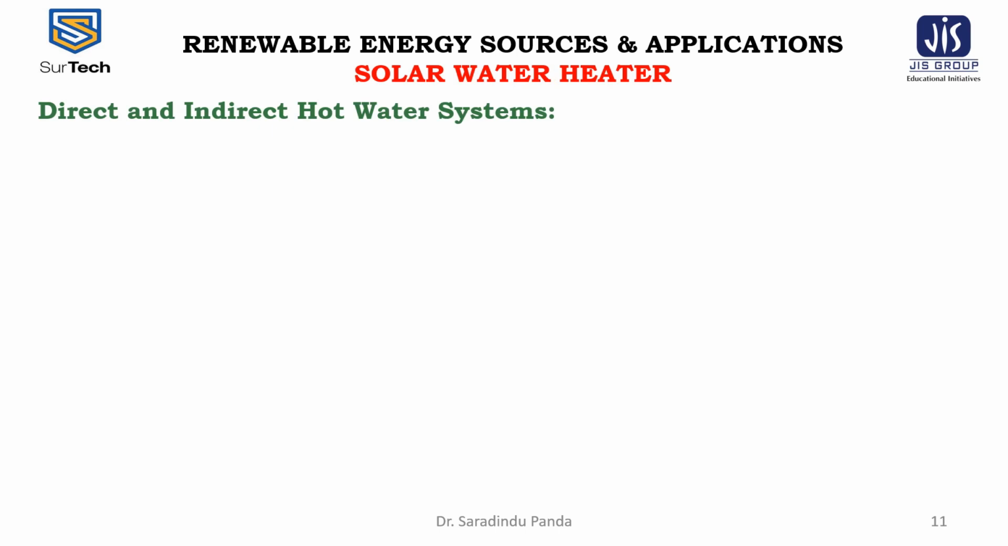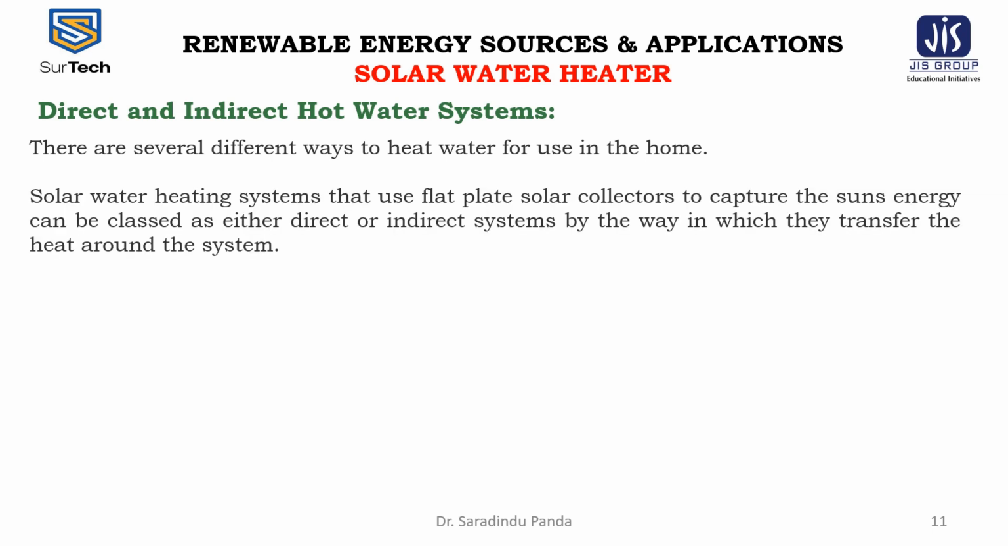Now the second application is the solar water heater. Direct and indirect hot water systems. There are several different ways to heat water for use in the home. Solar water heating systems that use flat plate solar collectors to capture the sun's energy can be classed as either direct or indirect systems by the way in which they transfer the heat around the system.